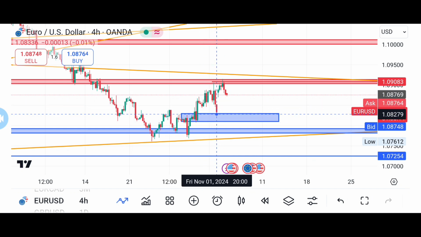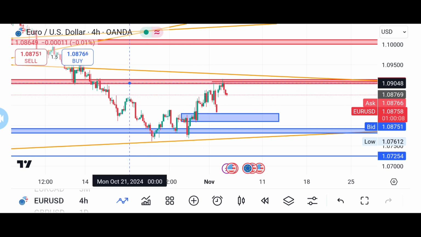And the price did the same. It retraced back to form what? To form the left shoulder. Are we together? And I told you guys, this now will be our neck zone.